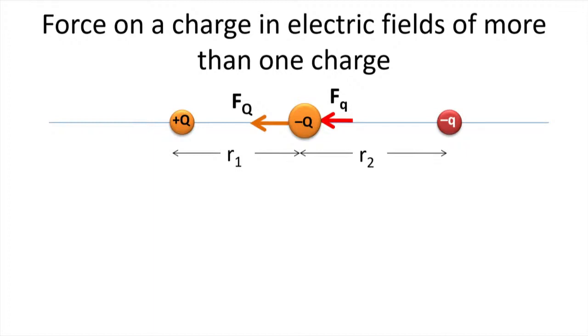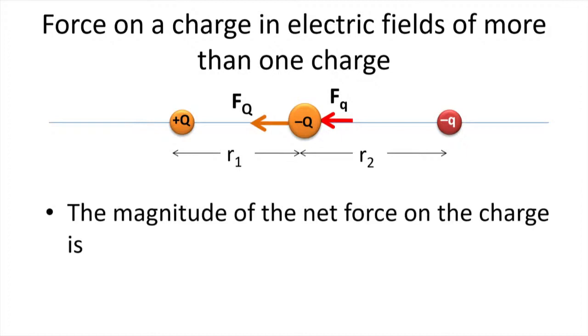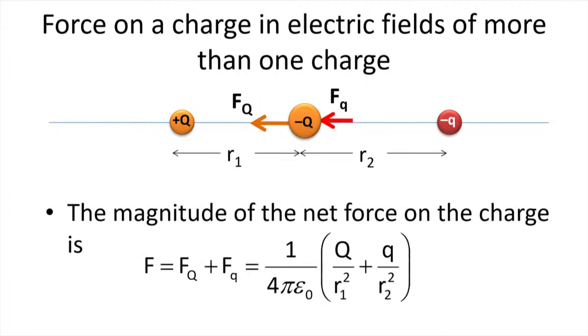All right, so force on a charge in electric fields of more than one charge. We're continuing with this. Suppose the distances are R1 and R2. All right, the distances R1 and R2 are shown. Okay, then the magnitude of the net force would be the magnitude of F capital Q plus the magnitude of F little q because they are both in the same direction. So we will just add the magnitudes of the forces there. All right, so when we add the magnitudes of the forces, we will get that, and you can do this for yourself, you can do the mathematics for yourself.